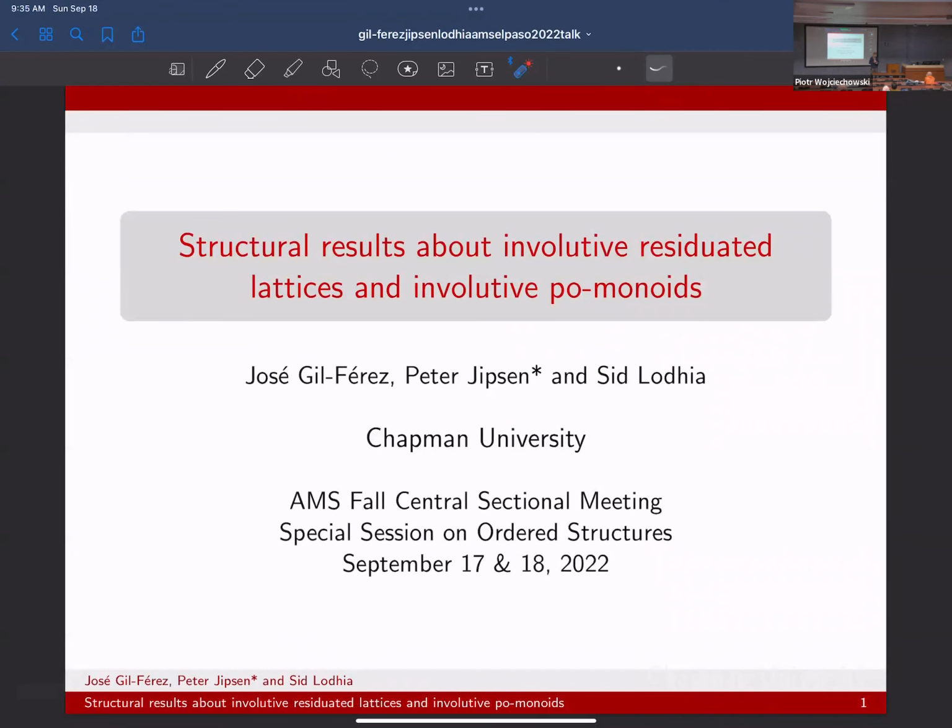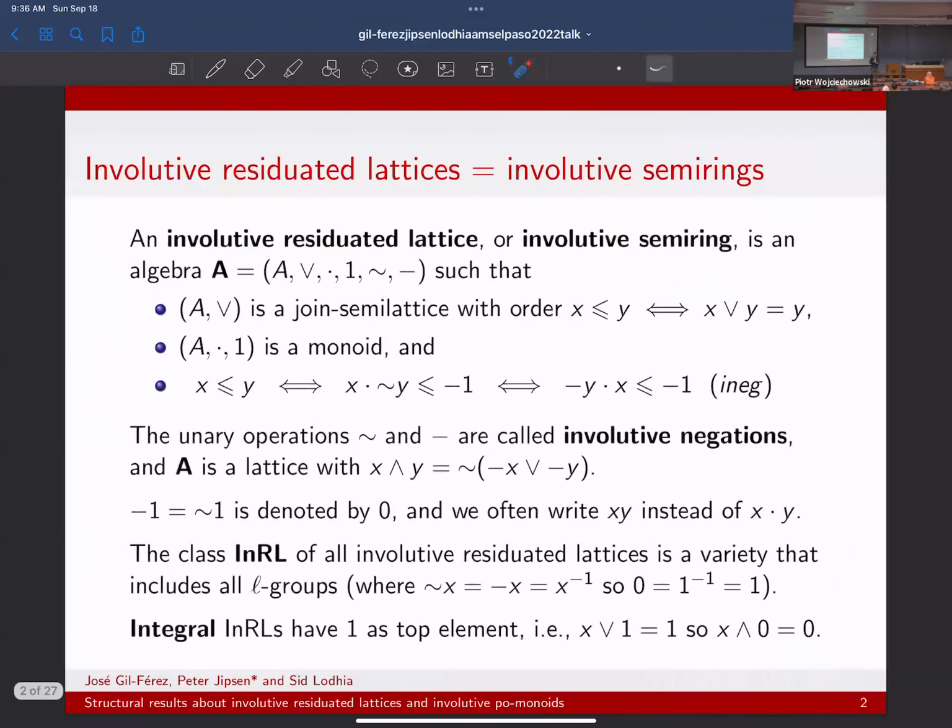the joint research with Jose Gil-Férez and Sid Lodia. Sid is an undergraduate student, and Jose has joined Chapman a year ago and was instrumental in making these results become the reality that they are now in the last couple of weeks.